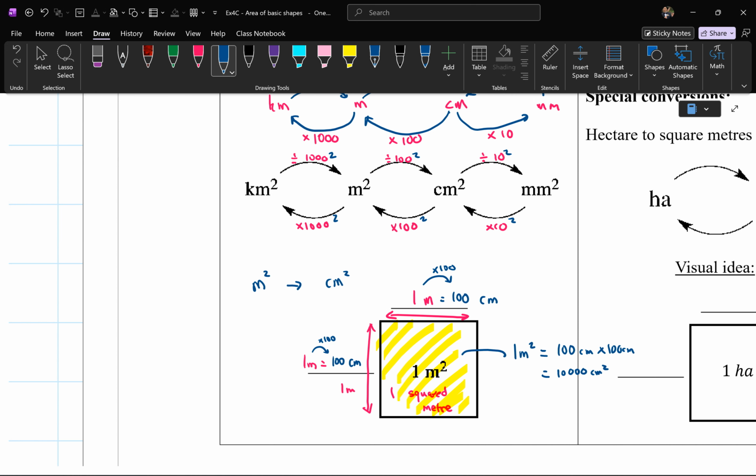And the reason why it has to be squared is because you're literally converting each dimension once and then twice. So you times this by 100, you times that by 100, so you end up timesing it twice. That's why, when you want to convert from squared meters to squared centimeters, you actually end up doing more. You end up dividing or timesing double the amount. That's the reason why it works.